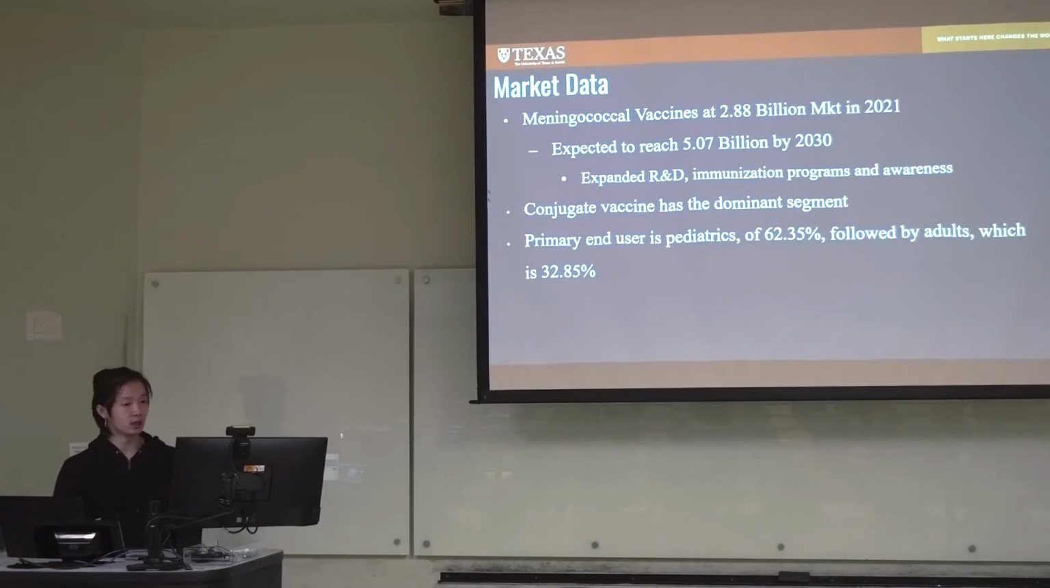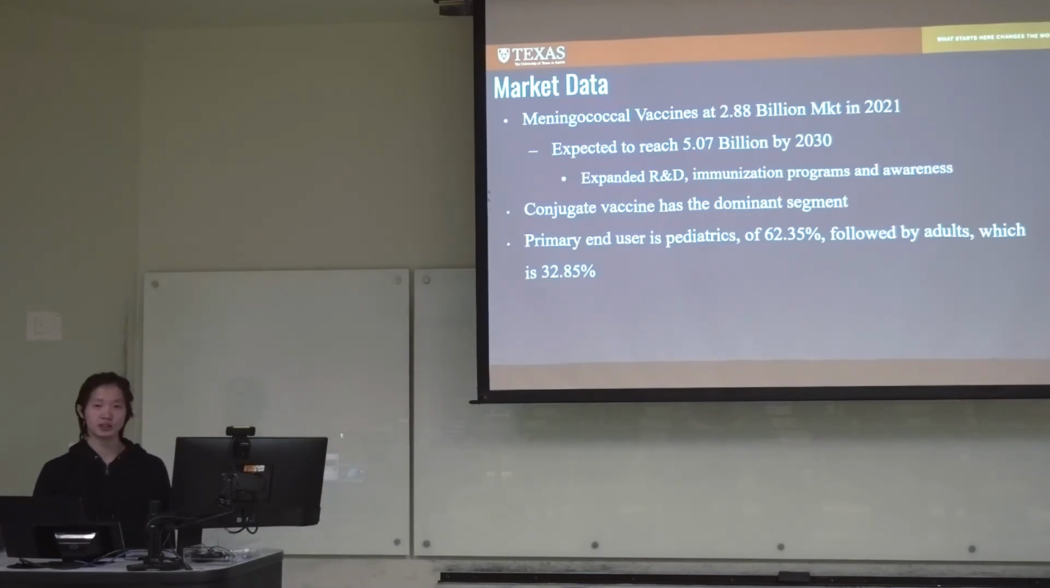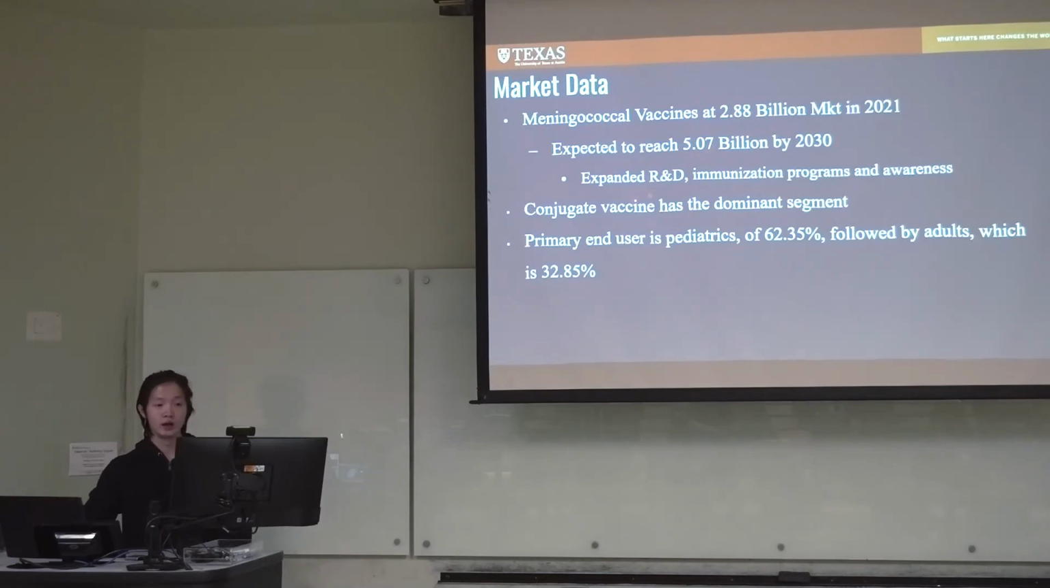With regards to the market data over the past couple of years, in 2011, the meningococcal vaccine market saw a $2.88 billion market cap, and this is expected to reach $5.07 billion by 2030. This is due to a number of reasons, such as expanded research and development, awareness and programs that push for more vaccine rollout, as well as overall population increase. And the conjugate vaccine is a dominant segment just because the immunity lasts longer, as well as the ability to induce herd immunity. And the primary end users are pediatrics, followed by adults.